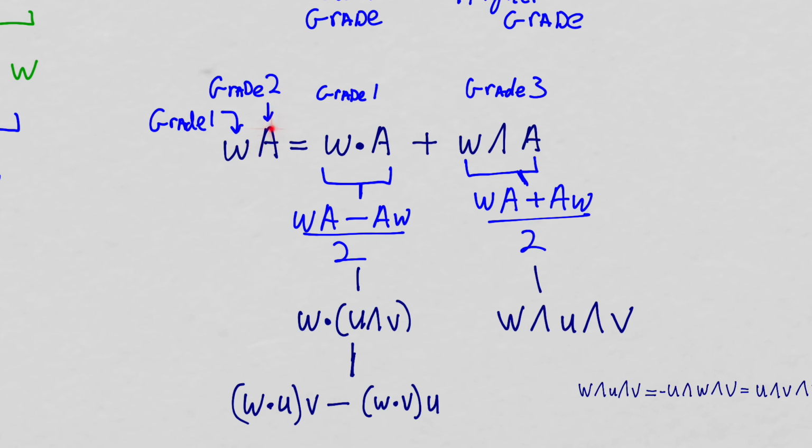If this was a trivector, then the dot product piece would be a grade 2 object, a bivector, and the wedge piece would be a grade 4 object, a quad vector.